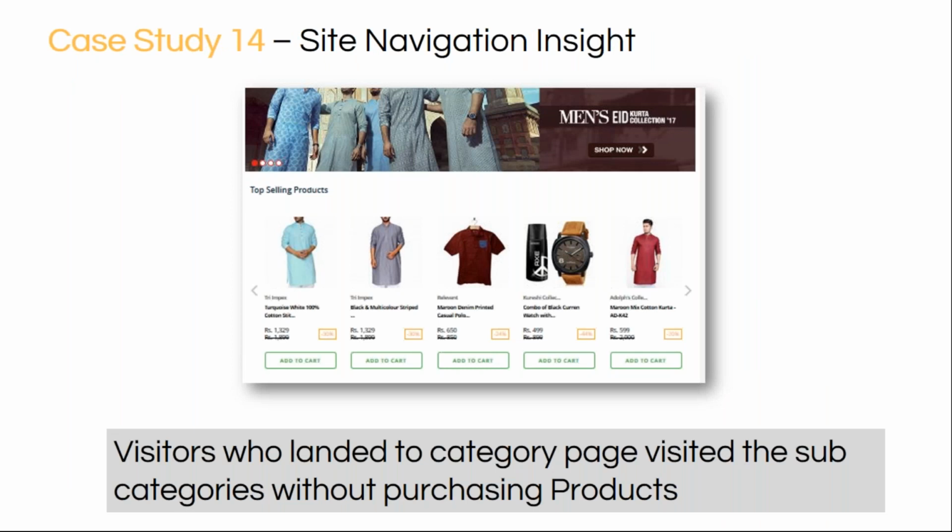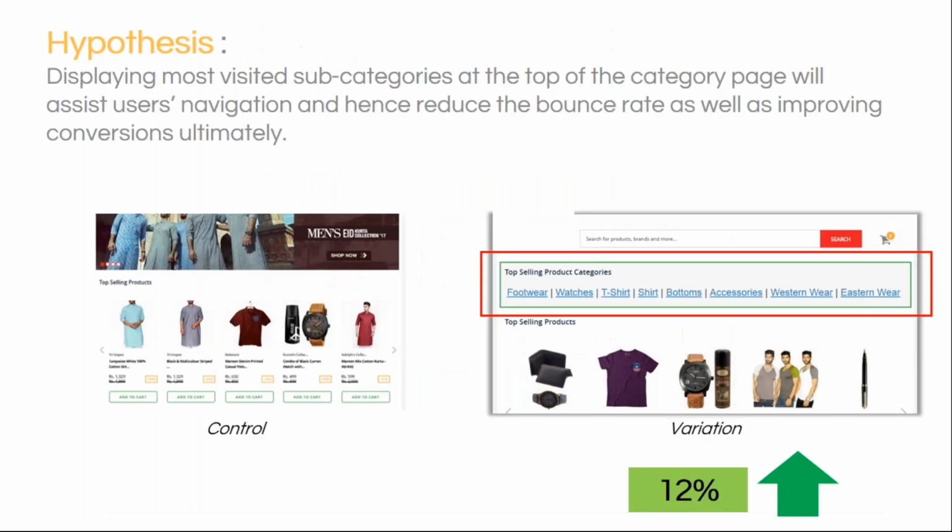Taking another insight, from an e-commerce customer, we realized that a lot of people were going from the category page and visiting subcategories without purchasing a product. So we looked at, for a specific category page, the most visited subcategories. The hypothesis we created was that if you highlight those subcategories within the category, the conversion rate will improve. So we created a variation. You see the control and the variation. This is also an A/B test, and on the variation we again saw a 12% improvement in the conversion rate.